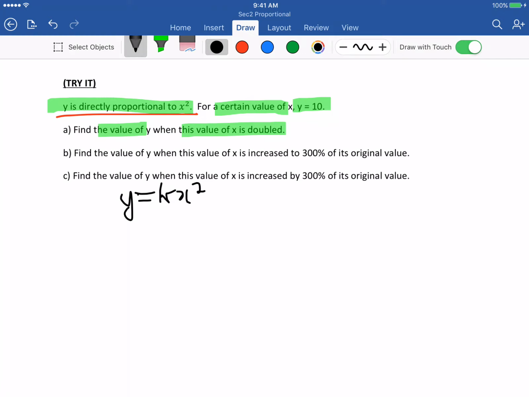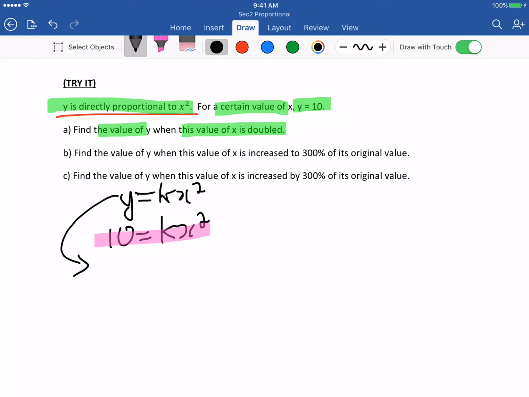Okay, for a certain value of x, y equals to 10. So we sub y equals to 10 in. Then you ask me, how about the x? The x, we just leave it. This question is actually not the same as the previous question we did, where we can actually find the value of k. For this question, it's impossible to find the value of k. Okay, so once you get this one you put aside. You use this later on.